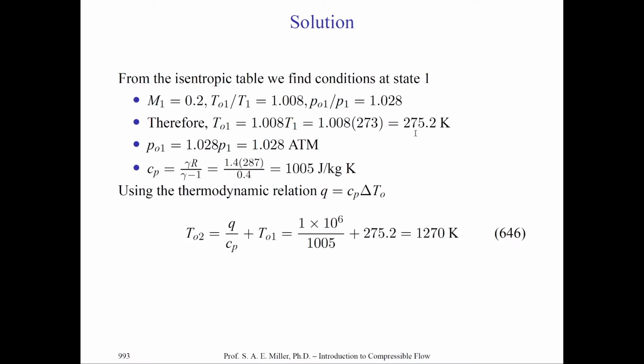Notice the initial total temperature is 275. Since we added heat into the system, it makes sense that, because it's a Rayleigh flow, and the point of the heat transfer is to raise the total temperature, the total temperature went up. If the total temperature didn't go up because of increasing q, you know you made a mistake in your calculation. So let us continue.